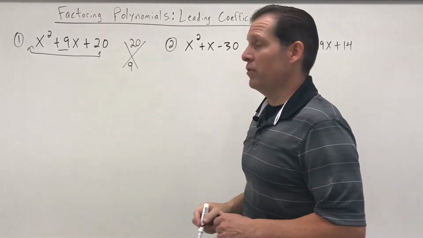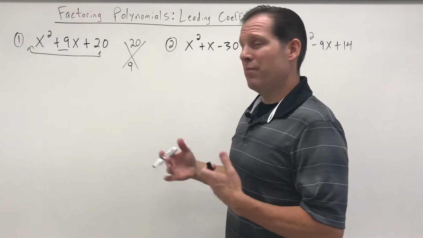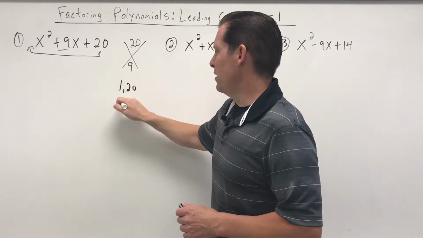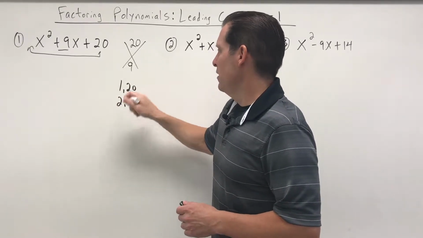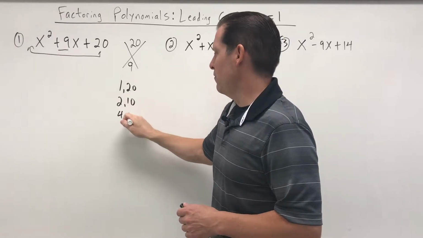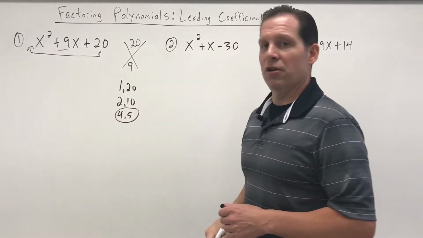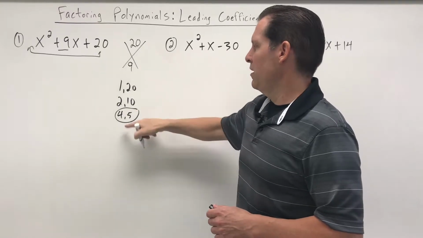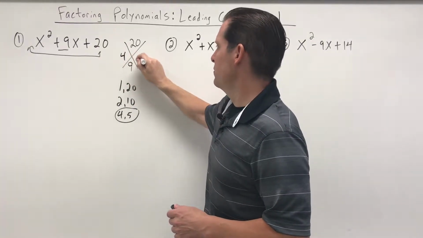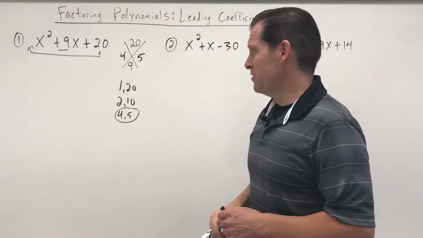So now you have to go through the factors of 20. You might pick it up pretty quickly, or you can just start listing all the factors. So we have 1 and 20, we have 2 and 10. Those are not going to work because they're not going to add to 9. But then when you get to 4 and 5, that's good. 4 times 5 is 20, and 4 plus 5 gives us 9. So I'm going to put those here in any order, it doesn't make a difference.